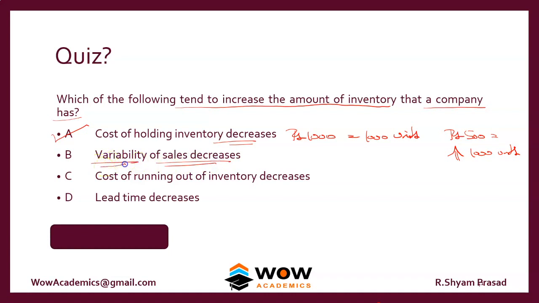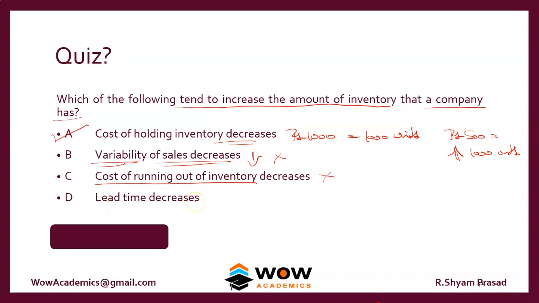When the variability decreases, we can hold less inventory. So this is a wrong answer. Cost of running out of inventory decreases. So if the customers are not going to ask, then we don't need to open. If the customers are not going to ask for goods, then there's no cost of running out of inventory. So this is not the right option.